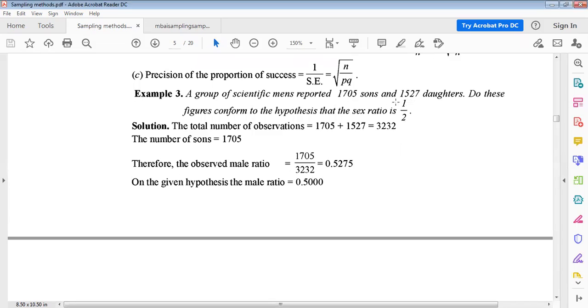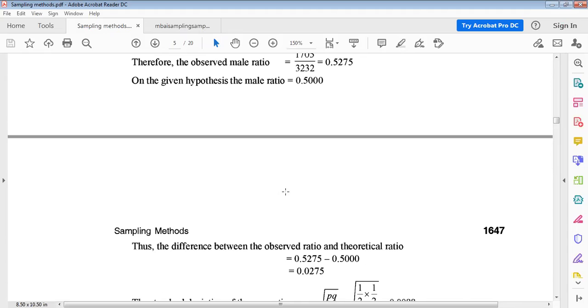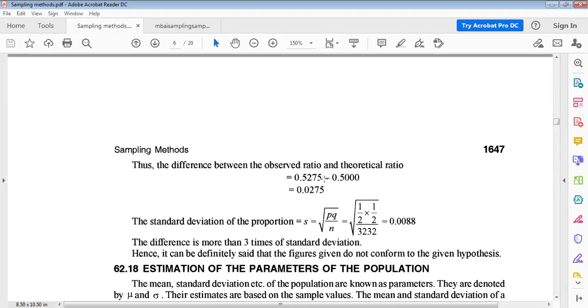0.5, that means half. Okay, this is given, but our calculated value is 0.5275. The difference is what? 0.0275. So the standard deviation of the proportion S equals this formula, square root of PQ over n. P is half and Q is also half, and n is the total number of trials.